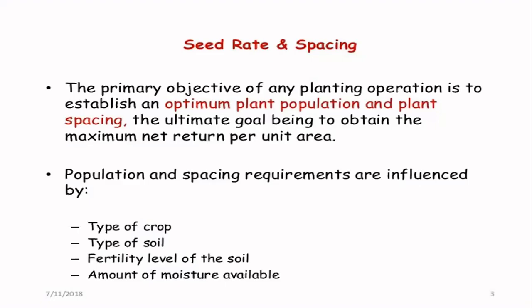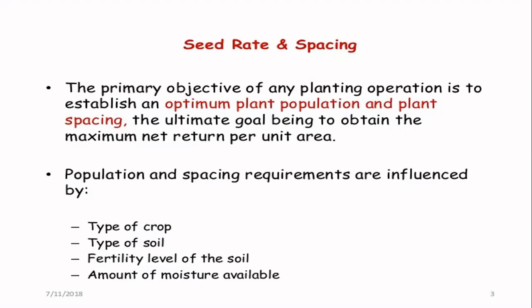So please write optimum plant population and plant spacing, right? Don't write maximum. The ultimate goal is to obtain the maximum net return per unit area. Actually, you can use this word, but that's also doubtful. Maximum net return means the benefit you get from a unit area, which you want to maximize within the possible way. But optimum plant population is the correct word. You cannot maximize plant population.